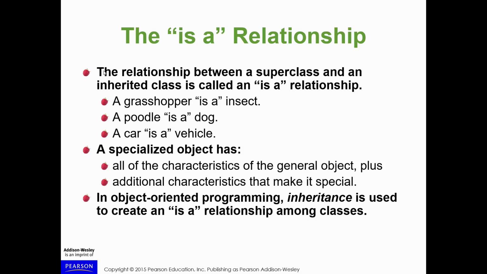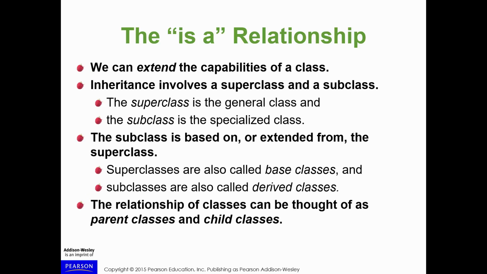In object-oriented programming, you use inheritance to create an is-a relationship among classes. In Java, to create this, you use the keyword extends. As it says, using inheritance, you can extend the capabilities of a class. The general class is known typically as either the superclass, or sometimes it's known as the parent class. And the child class is typically known as the subclass, again, or child class. So the subclass, as it says, is basically extended from the superclass.